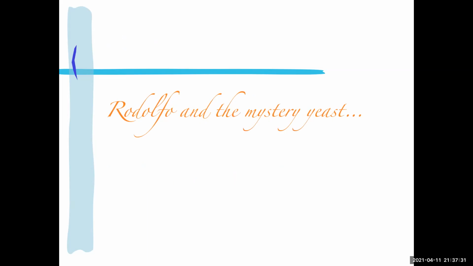And I'm going to give you a homespun example to understand controls. If you relate to this, great. And if you don't, don't worry about it. It's just an example, which is why it's in orange here. It's a little story called Rodolfo and the Mystery Yeast.